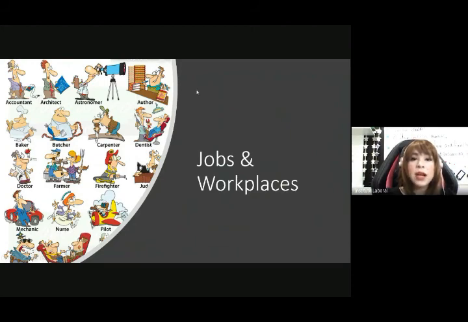Okay, so let's repeat the occupations and the jobs vocabulary once more. Accountant, architect, astronomer, author. All of them start with vowel sounds. So we use an for vowel sounds. An accountant, an architect, an astronomer, an author.